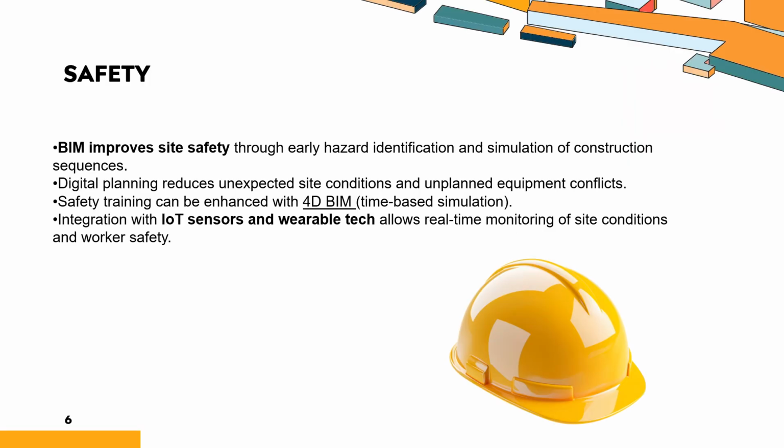As for safety, how does BIM help in safety, you might be asking. It improves site safety through early hazard identification and simulation of construction. The digital planning reduces unexpected site conditions and unplanned equipment conflicts. Safety training can be enhanced with 4D BIM, which is a time-based simulation, and the integration with IoT sensors and wearable tech allows real-time monitoring of site conditions, site work, and worker safety. So again, in the long run, BIM can be helpful and more efficient, even in the safety aspect of a project.